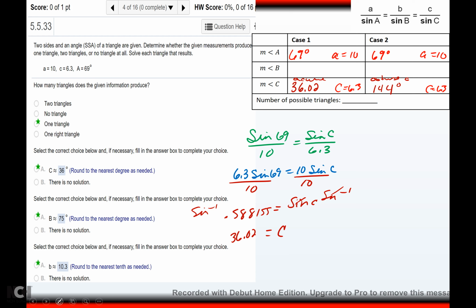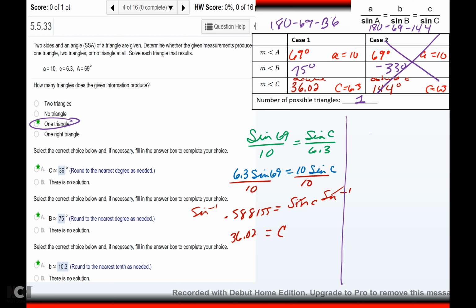So now, if I figure out how many triangles are possible, this would be 180 minus 69 minus 36, which gives me 75 degrees. And if I do this one, 180 minus 69 minus 144, I get negative 33 degrees, which means case 2 is not possible. So only one triangle is possible. And then you have to find little b.